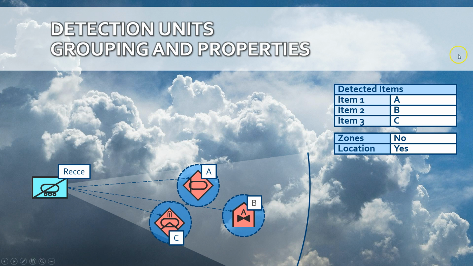Okay, so just remember, for detection units, each object is locatable, has a center. Second is the detected items. Each item in the list has just one unit, and there aren't any zones involved.